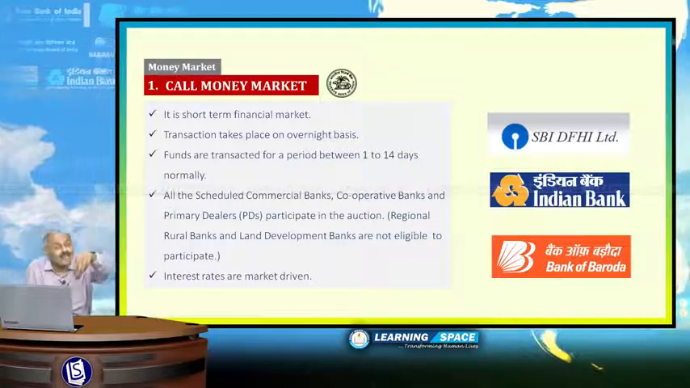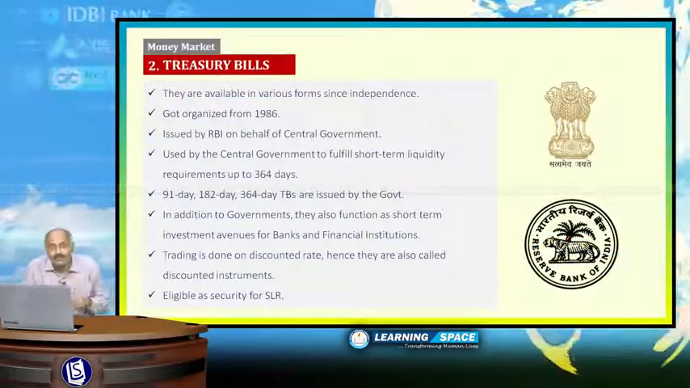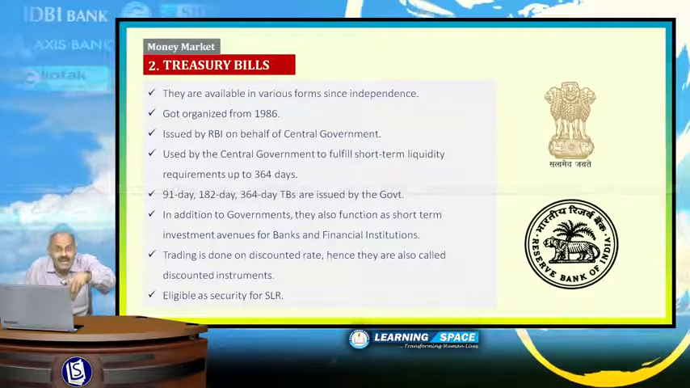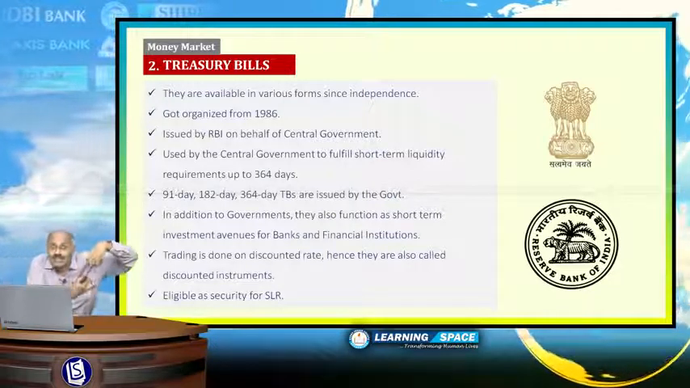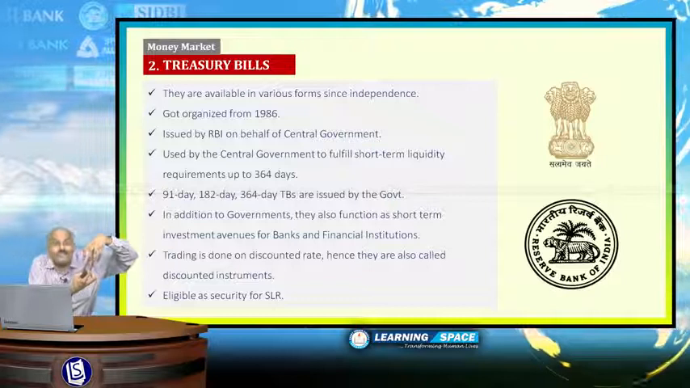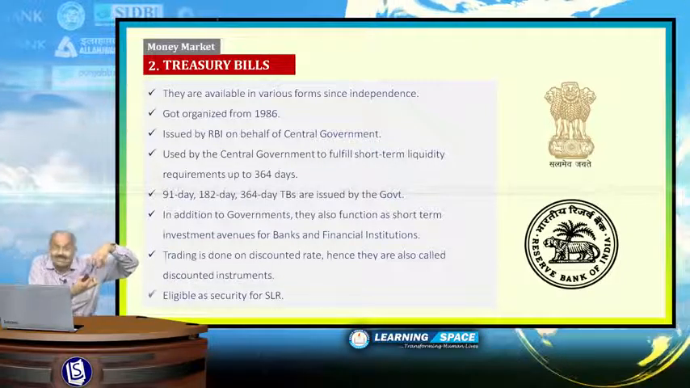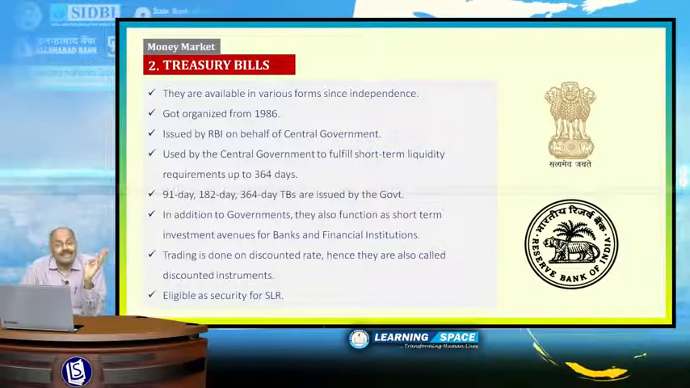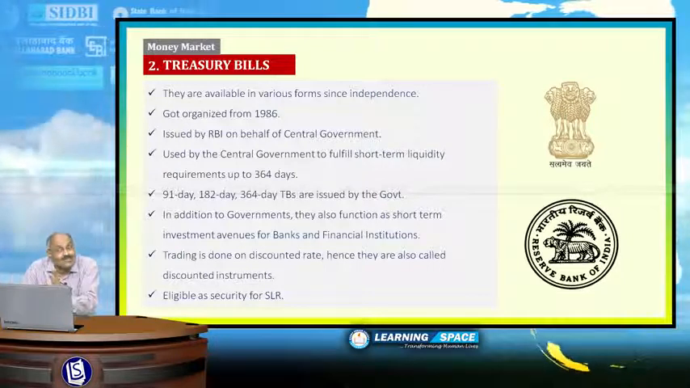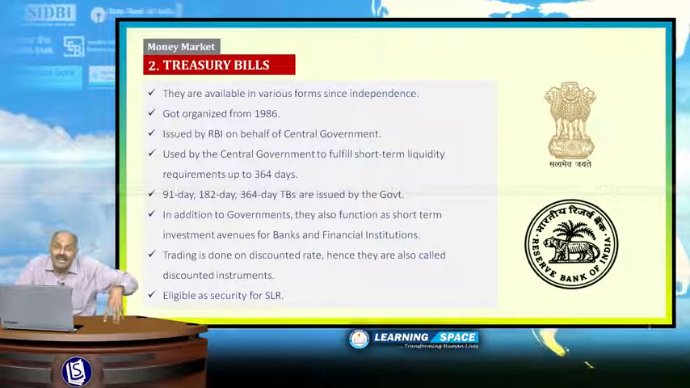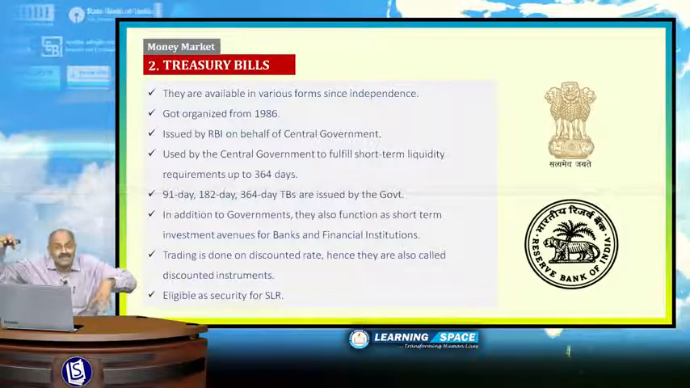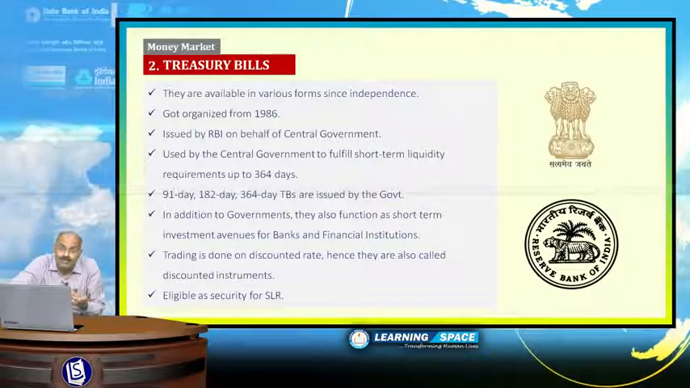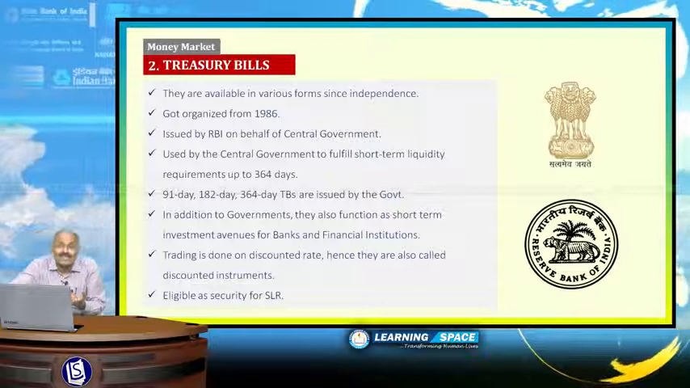Look at other money market instruments, treasury bills. Treasury bills are money market instruments issued by the central government, and RBI will issue these treasury bills on behalf of the central government. They are issued in 3 time schedules at present: 91 days, 182 days, 364 days. These are issued by the Reserve Bank of India on behalf of the central government, and basically banks will subscribe to these treasury bills.